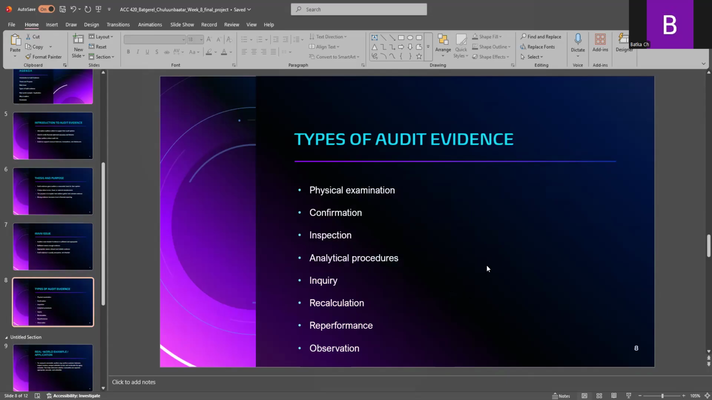There are eight types of audit evidence: physical examination, confirmation, inspection, analytical procedures, inquiry, recalculation, reperformance, and observation. Each one of these gives the auditor different support. For example, the confirmation from the bank may be the most reliable, while the inquiry alone usually needs other evidence to support it.